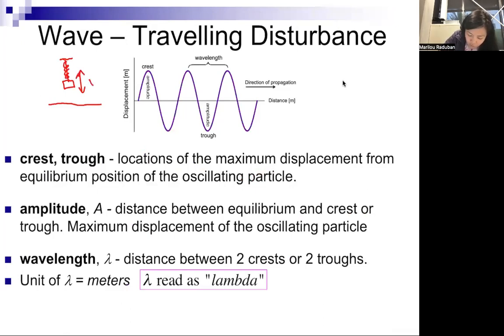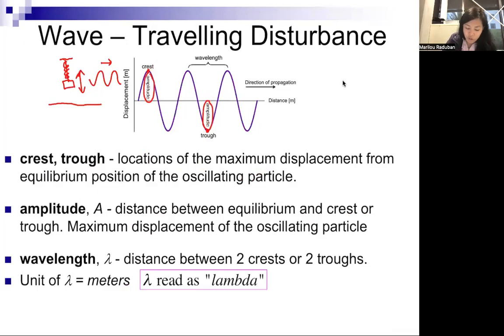So the propagation of the disturbance will also have an amplitude, which is the distance between the equilibrium and the crest or the trough. So the crest, that's the peak, the maximum positions along your sinusoidal graph. And the amplitude is measured between the equilibrium position and the crest, or the equilibrium position and the trough. It should give you the same measurement, just like we saw in the sinusoidal graph of a periodic motion.